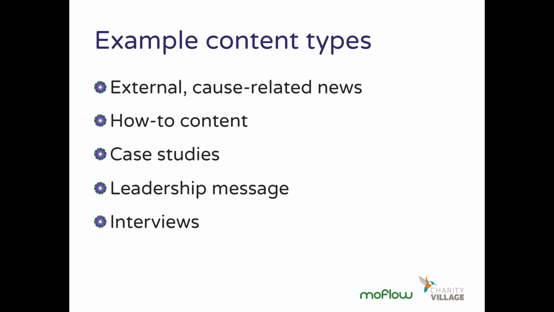Taking the first example, external cause-related news. This would be a content type through which your organization shares external news that's relevant to your audience and where you would add commentary from your organization. So for example, your organization's take on a government announcement. Okay, the how-to content type is about offering a step-by-step approach to accomplishing a task that's fun, productive, or possibly helps readers to be part of furthering your cause. It's a step-by-step process type post.